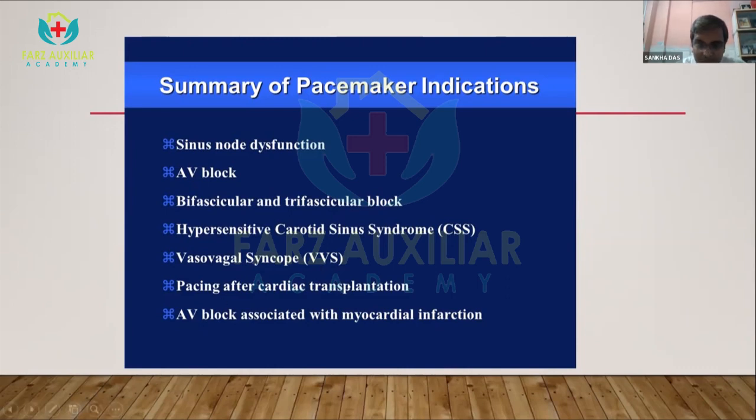Pacemakers are often needed after cardiac transplantation, and pacemakers are often needed after a myocardial infarction. Can any one of the students tell me which type of myocardial infarction can lead to AV block? Inferior wall MI? Inferior wall MI causes second degree or third degree AV block.